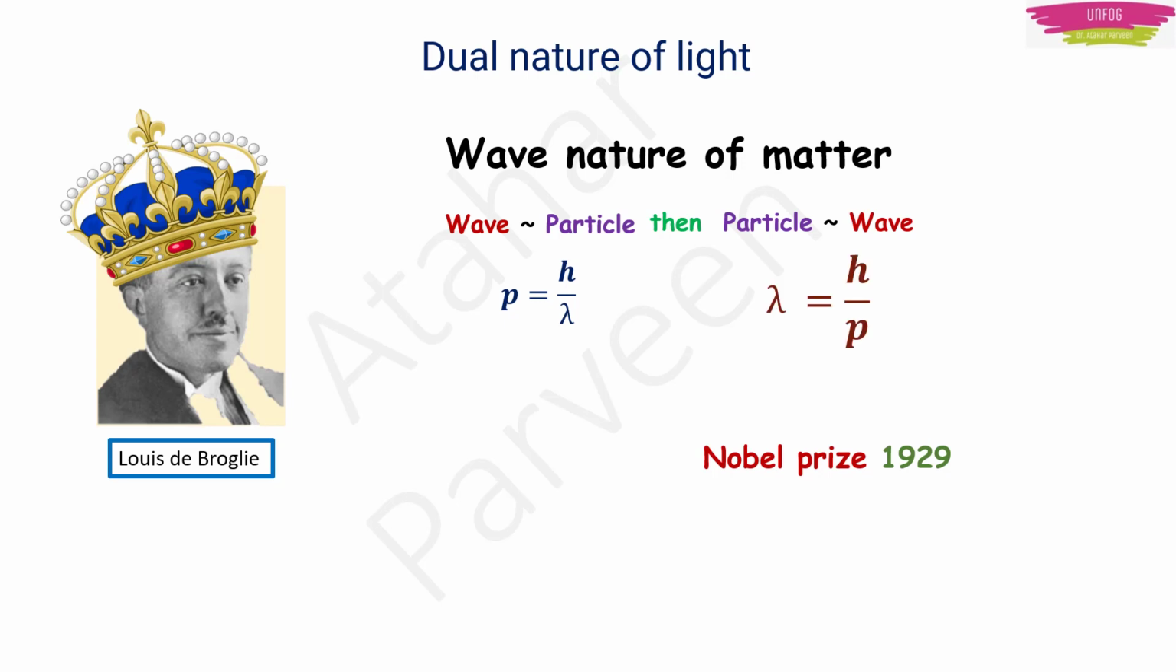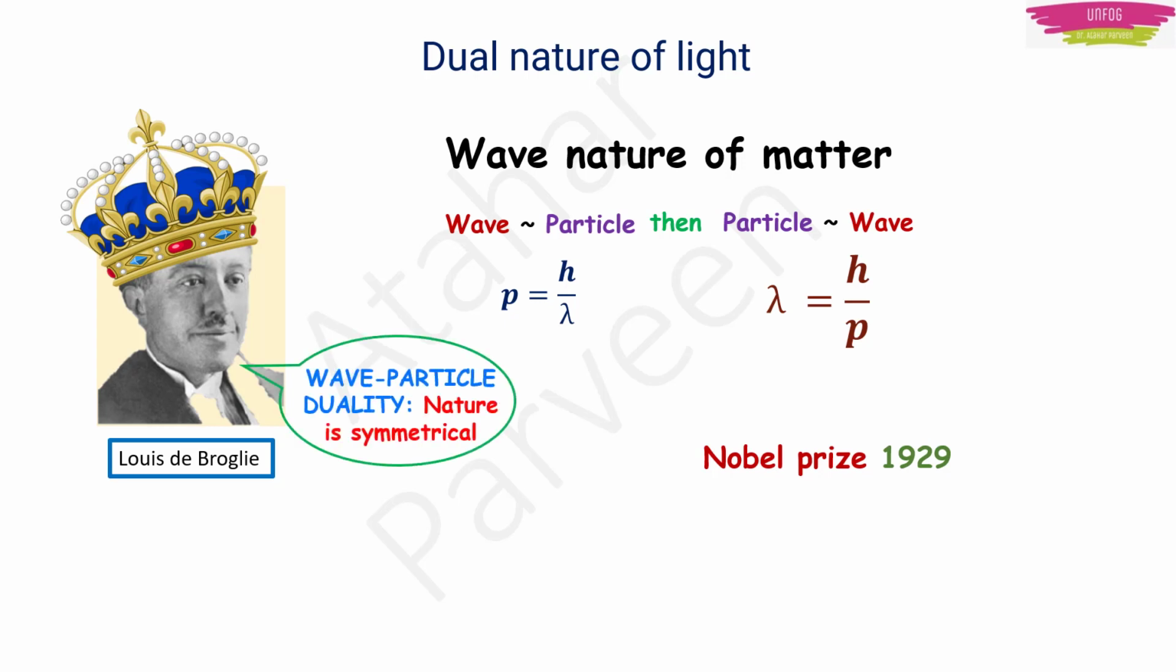Okay. This lambda is equal to h upon p. See, momentum will be more if that wave is behaving like a particle. Wavelength will be more if that particle is behaving like a wave. Because wavelength is the property of a wave, right? Momentum is the property of a particle, right? If the car is moving, we say find the momentum. If the wave is moving, we say find the wavelength. So, wave-particle duality: he told that nature is symmetrical. If a wave is behaving like a particle, then a particle is behaving like a wave.